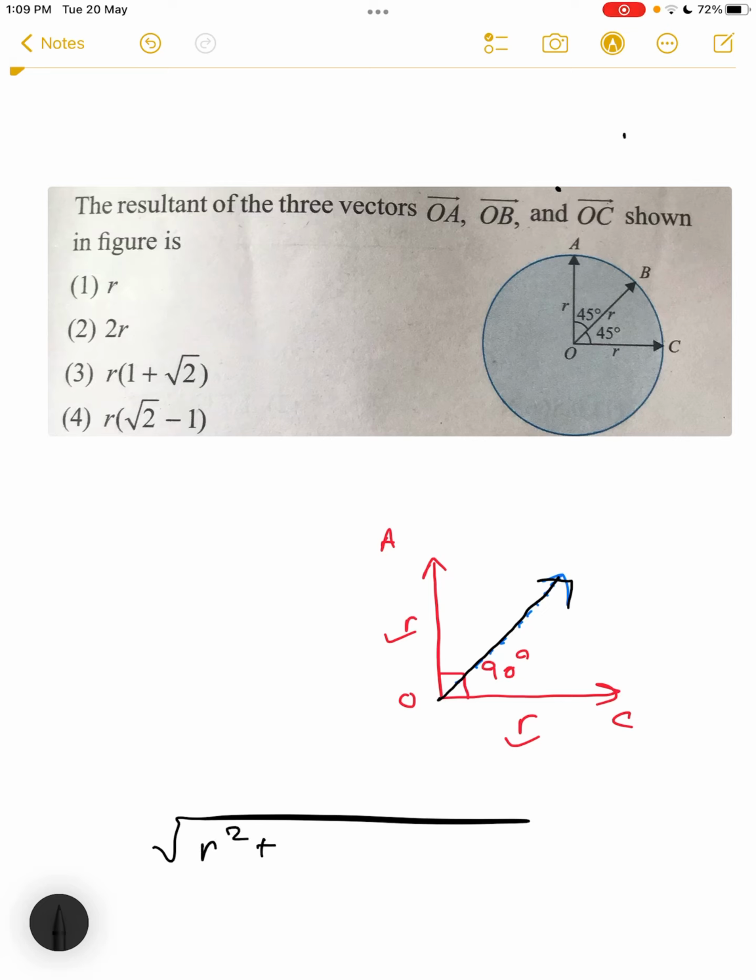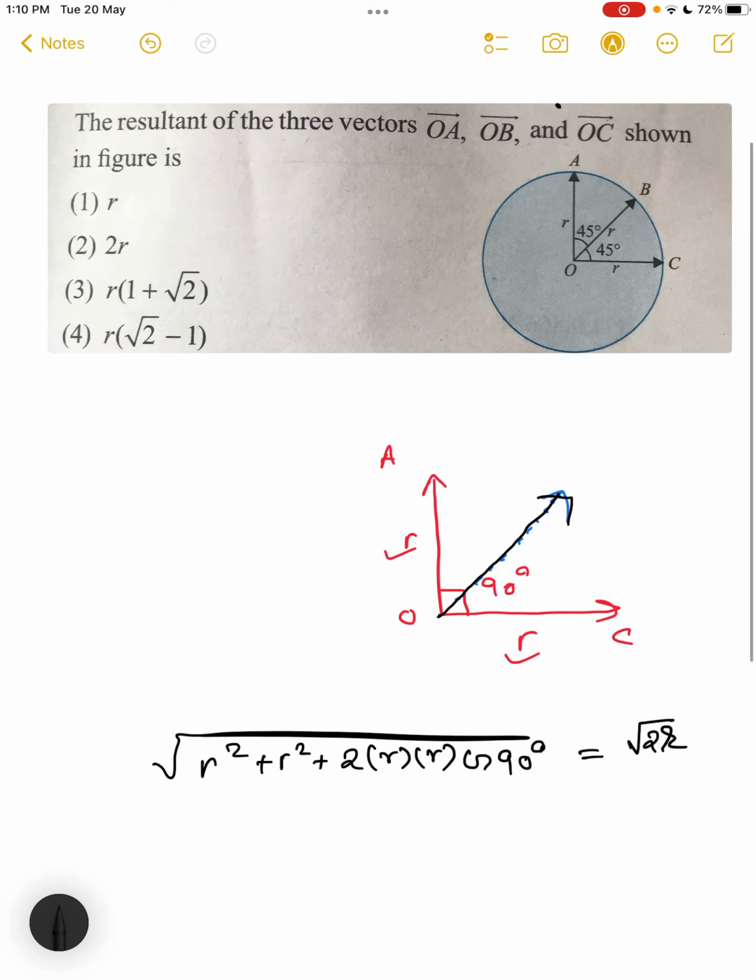That will be R squared plus R squared, and you know the vectors term is 2 into R squared cos 90. So this will give me root of 2R squared, so root 2 R, that will be R outside. This is like root 2 times R. So this is the resultant of these two, which is this vector in black.